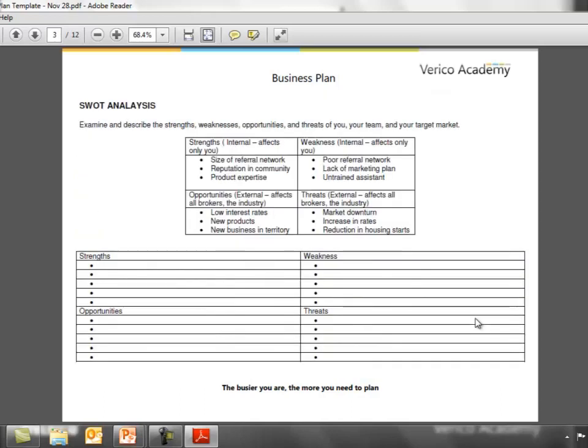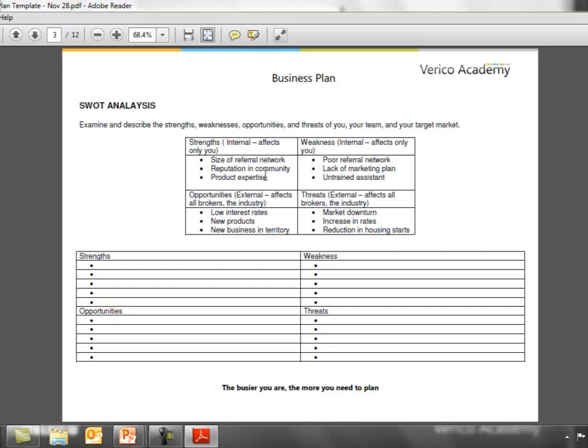This is the SWOT analysis. When we said at the very beginning that one of the 6 requirements of a business plan is knowing what you have to work with. So on a SWOT analysis, you look at your strengths and your weaknesses, your opportunities and your threats. Your strengths and weaknesses are internal or affect only you. The opportunities and threats are external, so they affect everybody that's in the industry, not just you.